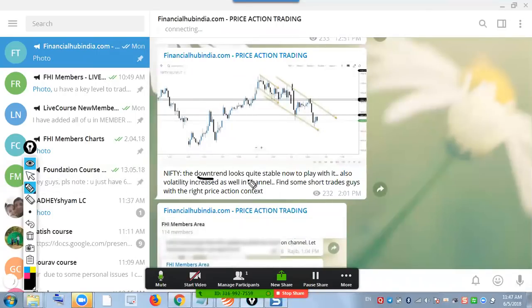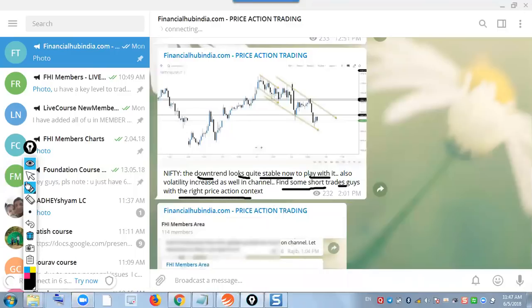So you see the downtrend looks quite stable. How do you define the stability? That's price action context. Now it's stable, so let's play with it now. All right, find some short trades, guys, with the right place and the right price action context here. Just wait for a minute. I just lost the activity here.